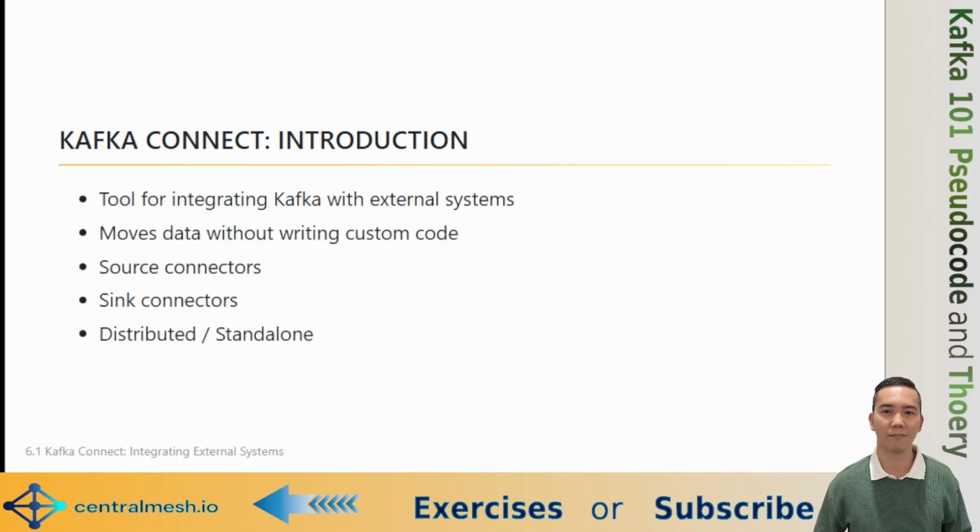It's essentially a tool designed to integrate Kafka with external systems without requiring you to write custom code. There are two main types of connector: source connectors, which pull data into Kafka from an external system; sink connectors, which push data out of Kafka to an external system. Kafka Connect can run in two different modes: standalone mode, which is great for simple local tasks or development environments; distributed mode, which is what you would use in production, allowing you to scale and manage multiple connectors.